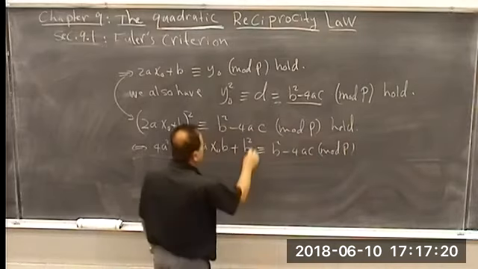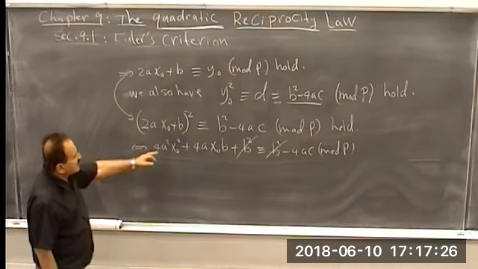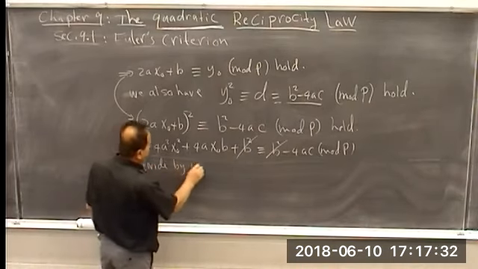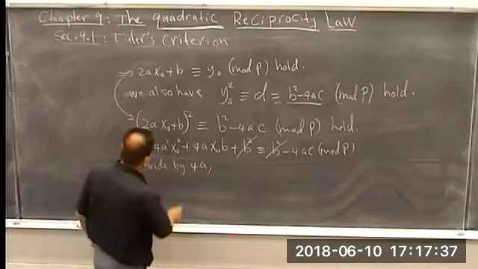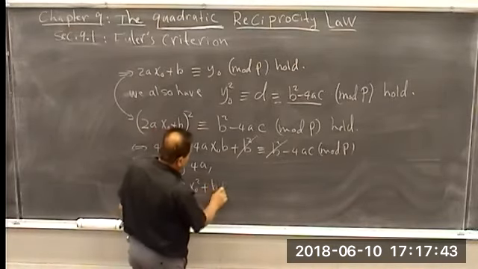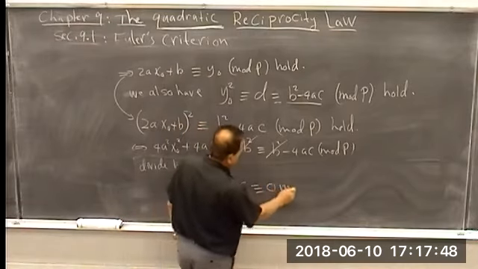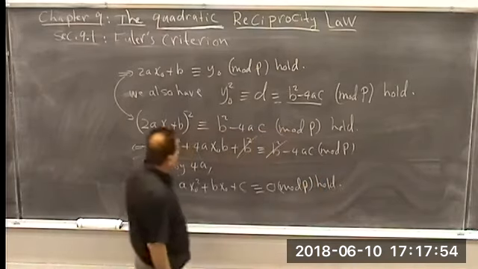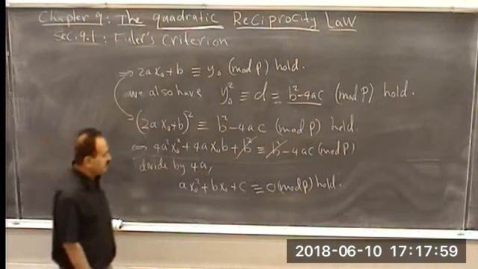And again, we can cancel the b squared. This is really where we started. And then we can divide by 4a because it's relatively prime to b. And when we do, we get a x sub 0 squared plus b x sub 0, and then bringing the c to this side. So in other words, we did show that x sub 0 is a solution to the original equation.